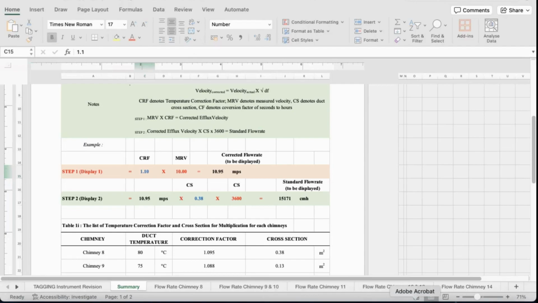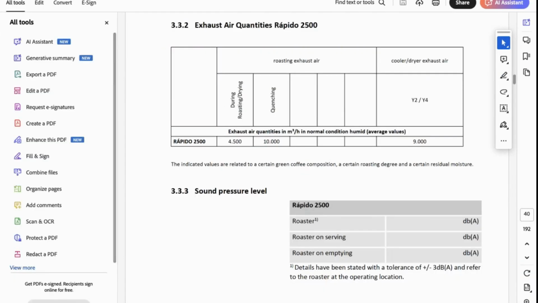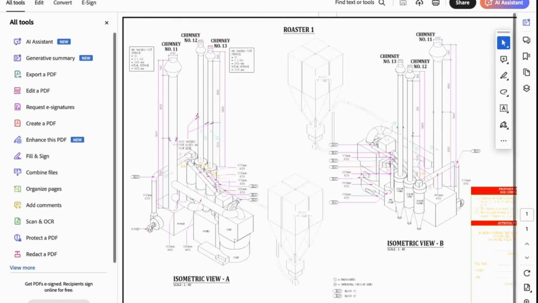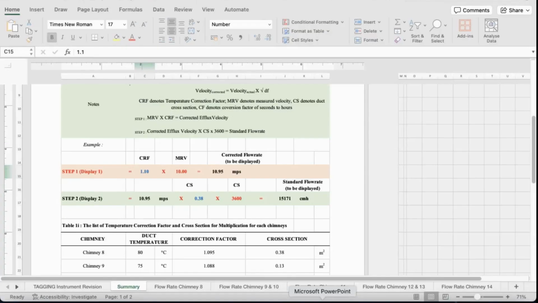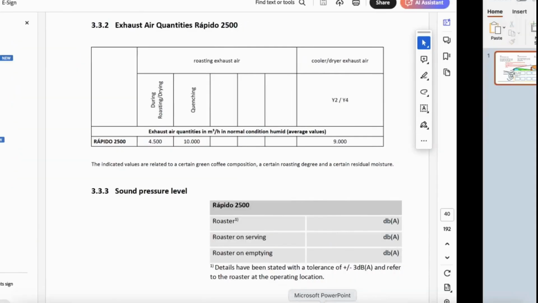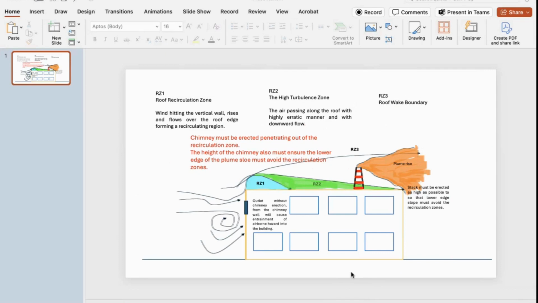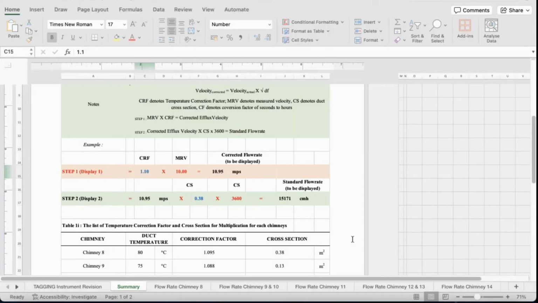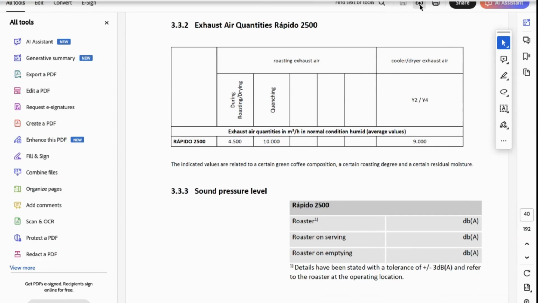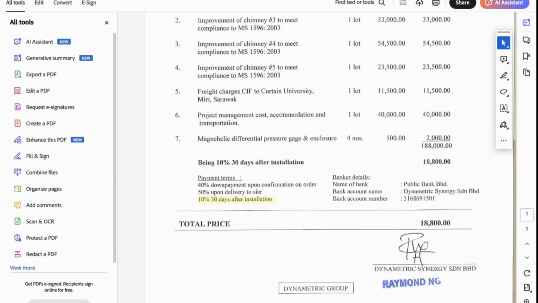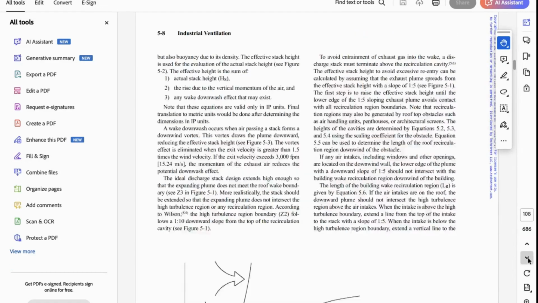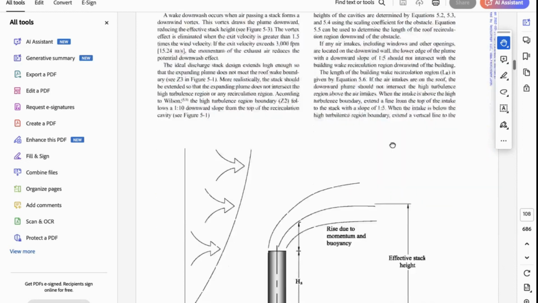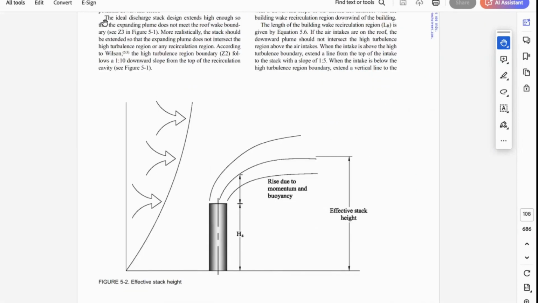A chimney works to provide buoyancy. It provides vertical discharge towards the environment. What exactly it does is it creates a vertical push in order to generate what we call effective stack height.